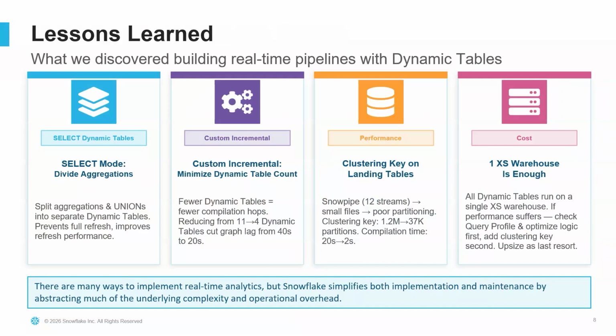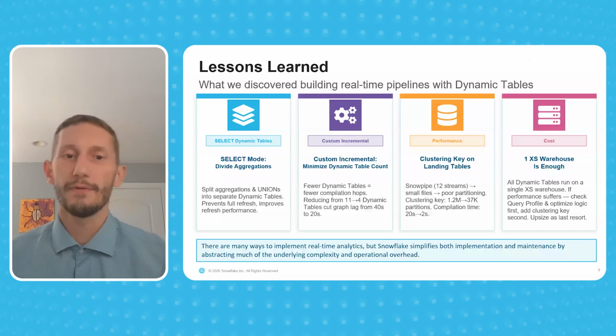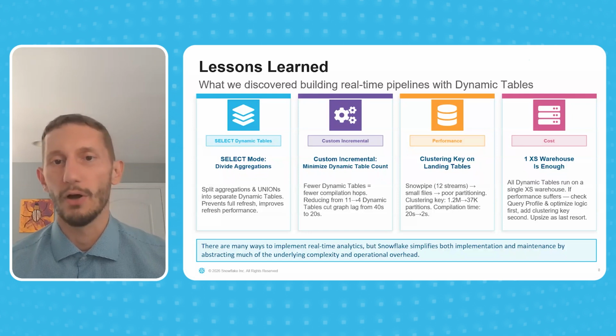The first thing is select mode on Dynamic Tables. If you have aggregations or window functions or unions, please select intermediate small dynamic tables to perform those actions separately. In this case, you will not face a full scan or any performance issues. You will have more dynamic tables in your graph, but the performance will be better. If you use custom incremental tables, vice versa, you need to reduce the amount of dynamic tables. In this case, you will save some time on the compilation hops.